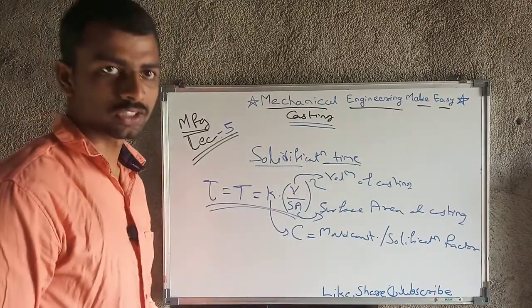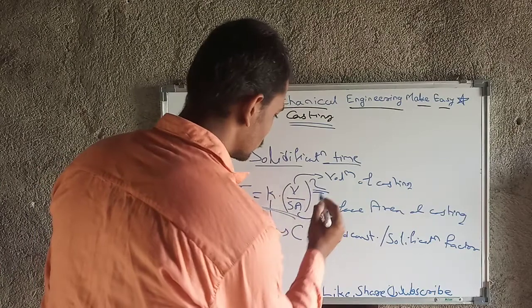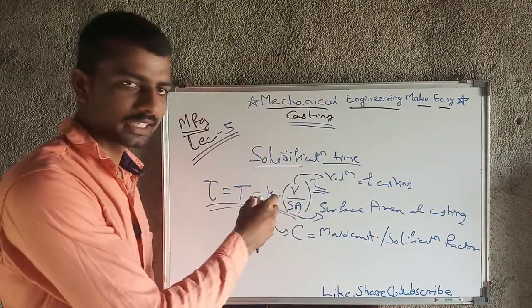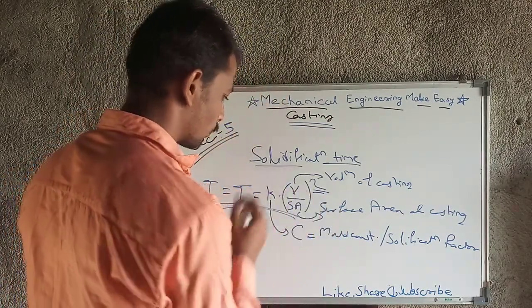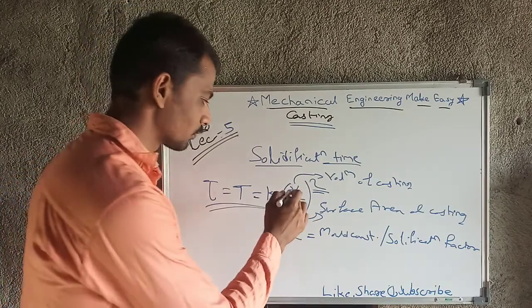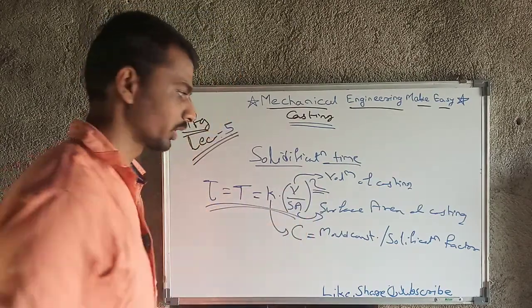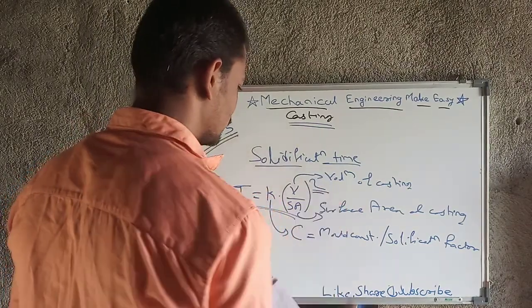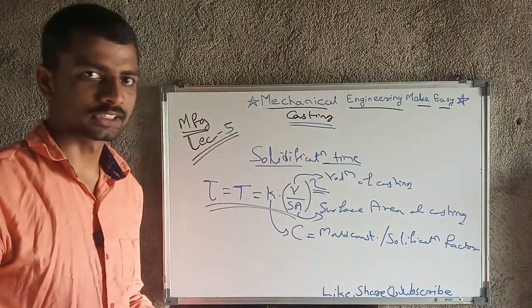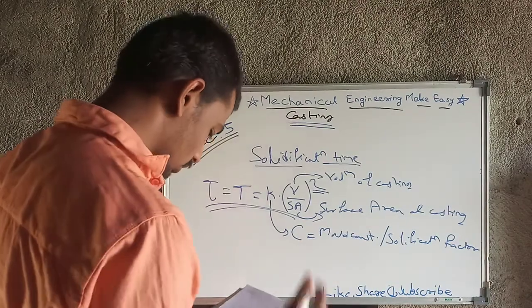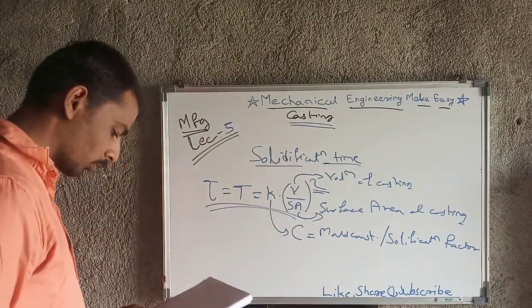A number of students make a mistake with this square. They assume that the square is only for volume, but that is not the case. The square is for the whole term, that is volume upon surface area. So do not make this mistake while solving GATE questions. That is the volume upon surface area whole square.